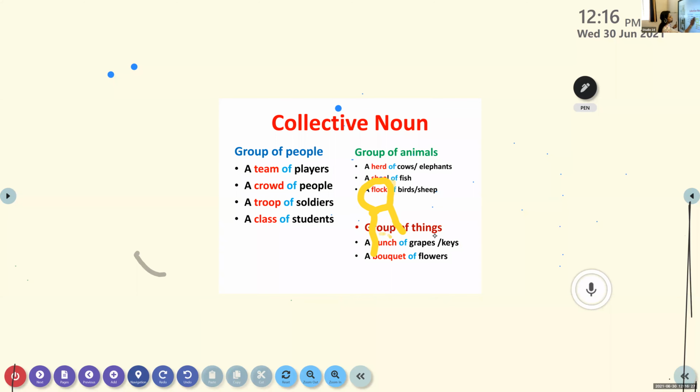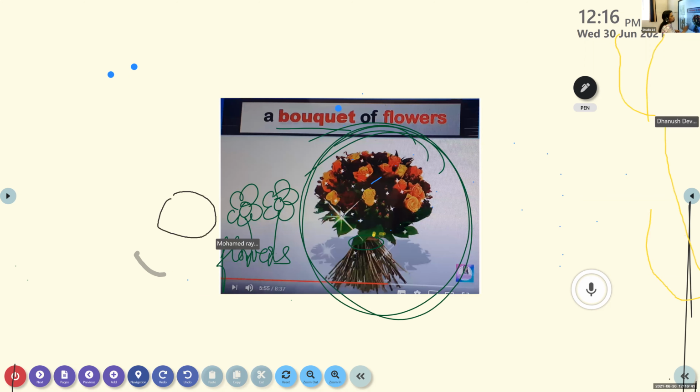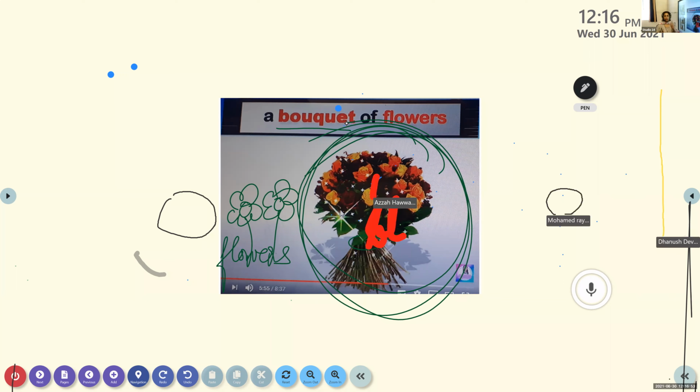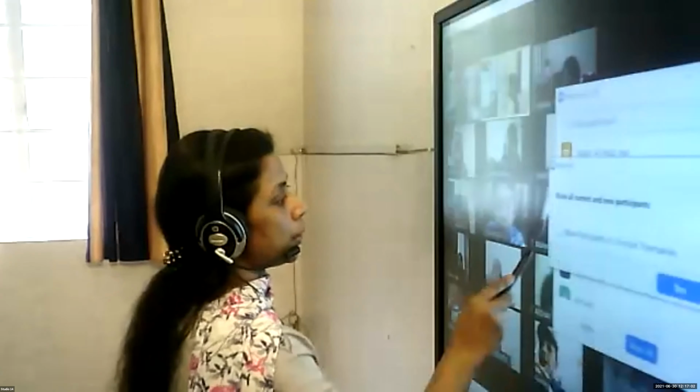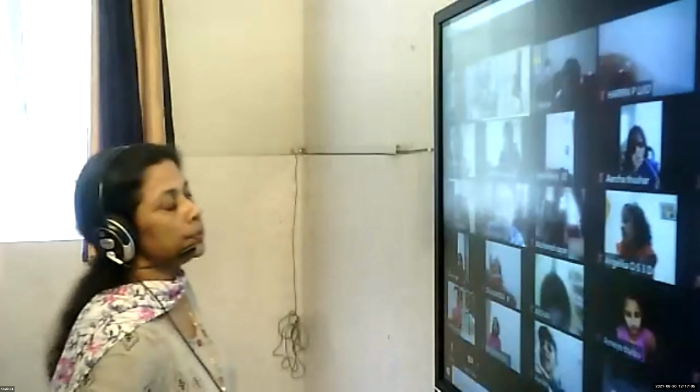I've already told you all collective nouns, as they are one whole, are considered singular. Singular means what? One. You can take, for example, this. So this is one bouquet. It is not a number of bouquets. It is only one. So it is a single unit. So all collective nouns are singular. Clear to all of you? Yes or no? Have all of you understood? Why do we say that all collective nouns are singular? As it is one single unit.